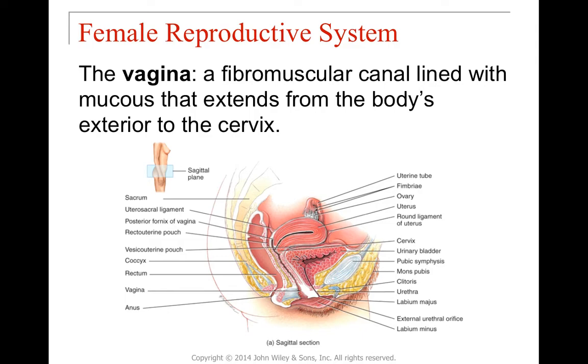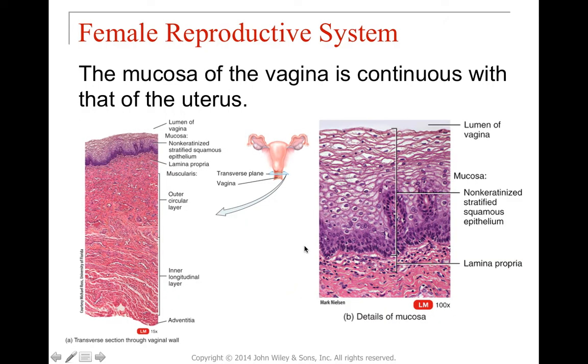So the vagina itself is a canal. It's muscular. It's going to be lined with mucus, and it's going to extend from the exterior to the cervix. You also notice it has a lot of rugae in there, so it's able to extend and distend. It is connected here up to the uterus by the cervix. It's also going to lie just posterior here to the urinary bladder. So the vaginal mucosa is going to line continuously into that of the uterus.